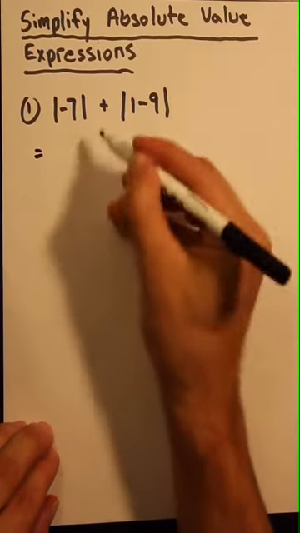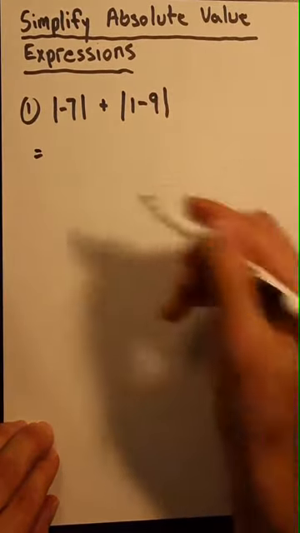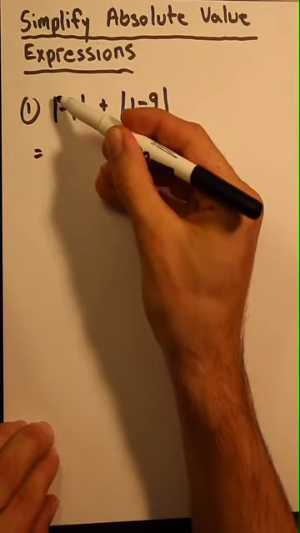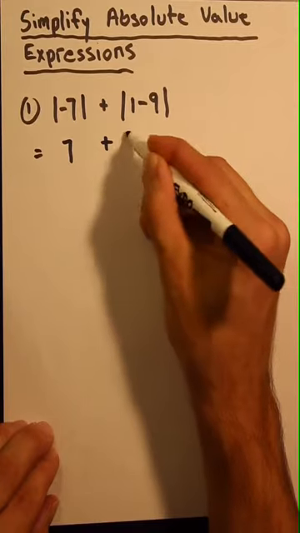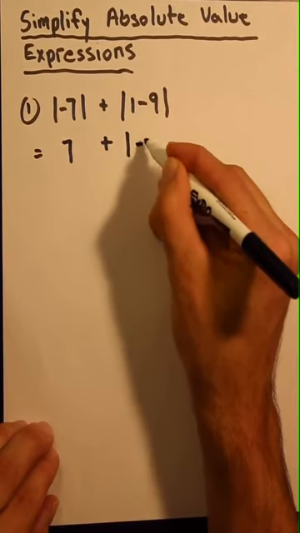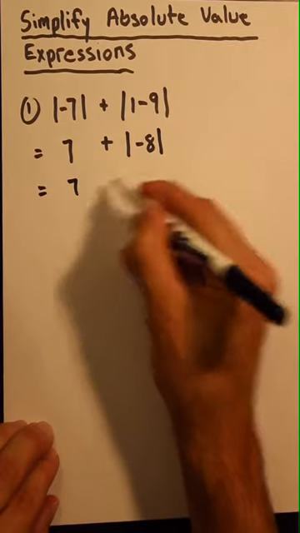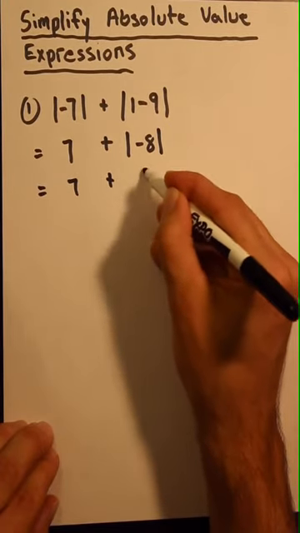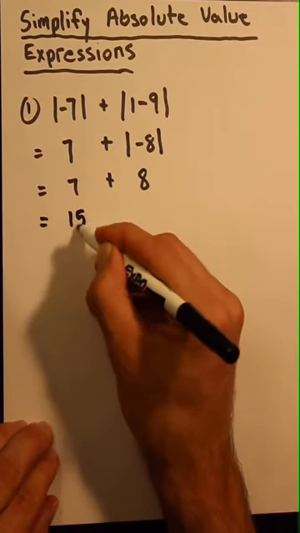Well, I would do each of these absolute values first separately. I treat them like brackets. So the absolute value of -7 is just 7. And then 1 minus 9 is -8. And the absolute value of -8 is just 8. So the answer to this question is 15.